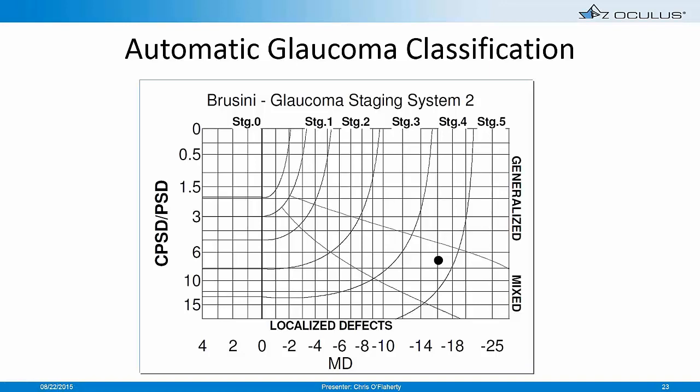And then this will also indicate whether the visual field defects were more generalized or more localized. In this example, this is a stage 4 glaucoma classification and a mixed result.